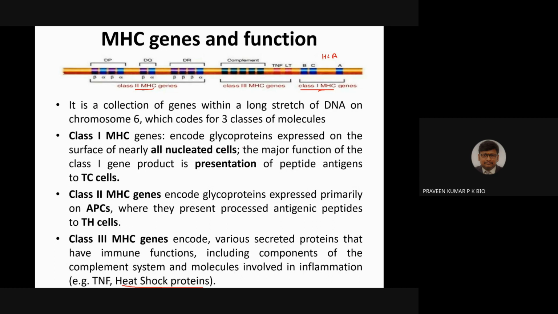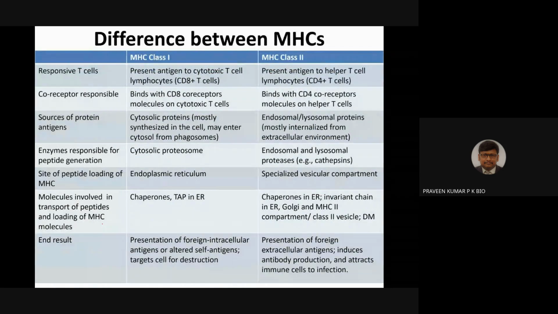And more about class 1 MHC and class 2 MHC. Class 1 MHC genes are present in dendritic cells, the APCs, which try to interact with the cytotoxic T cells. But class 2 is for helper T cells. This alone you have to remember.